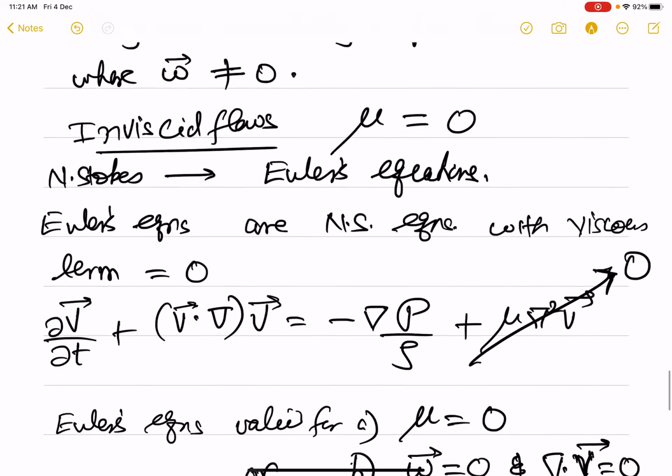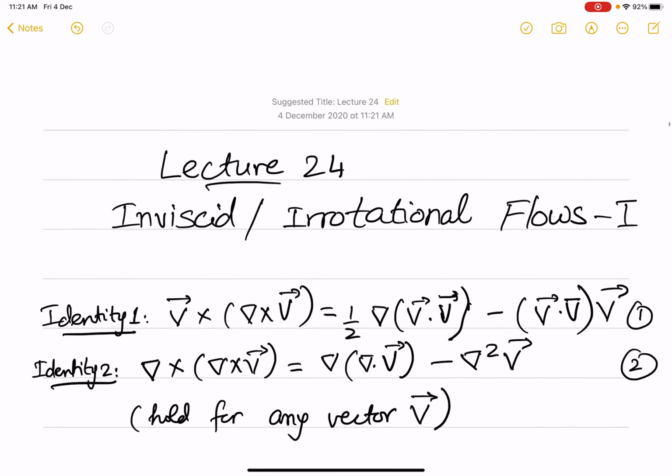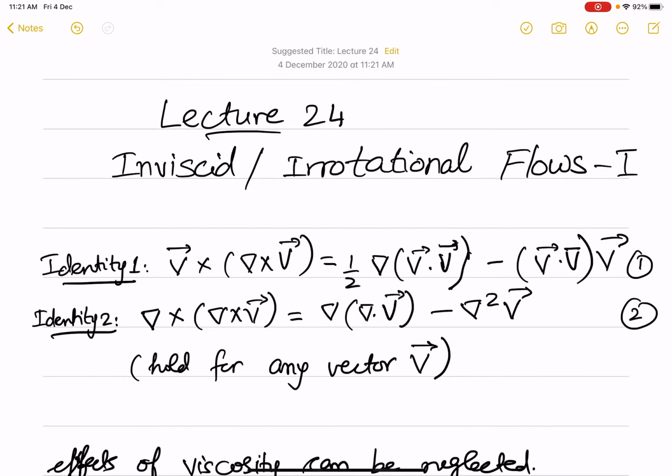Identity 1. What was identity 1? Identity 1 said, and what we are going to use is, we want to use the V dot grad V term. So V dot grad V, which is on the left hand side of Euler's equations or Navier-Stokes equations, becomes half gradient of V dot V minus V cross omega. And minus of V cross omega can be written as omega cross V.